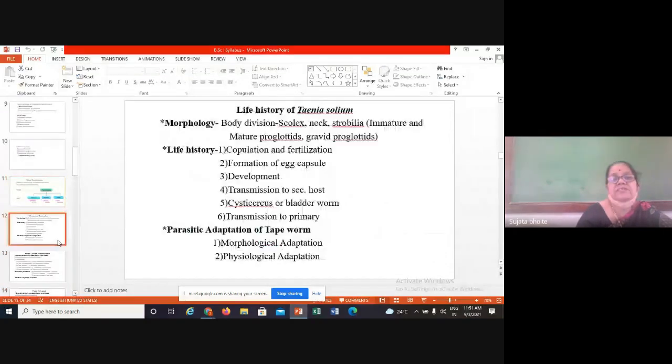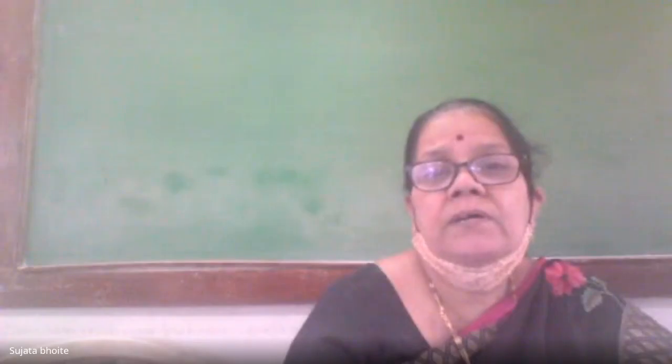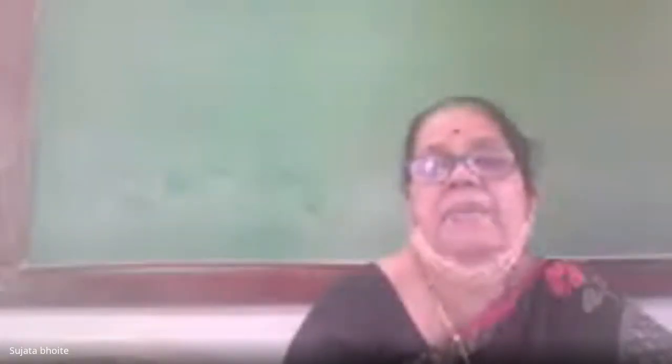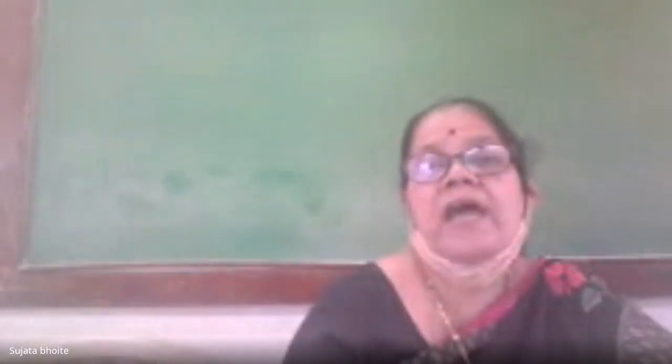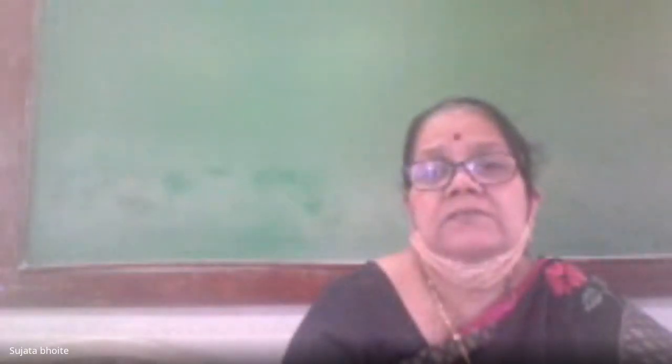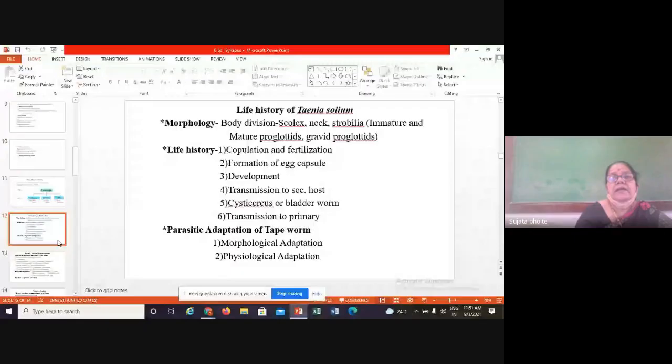Next point is the life history of the Taenia solium. In the life cycle of the Taenia solium, the first point is the morphology. In the morphological point of the Taenia solium, the body has three portions. Second part is the neck. Third part is the strobila. In the strobila, there are three types of proglottids present: immature, mature, and the gravid proglottids. This is the morphological point.